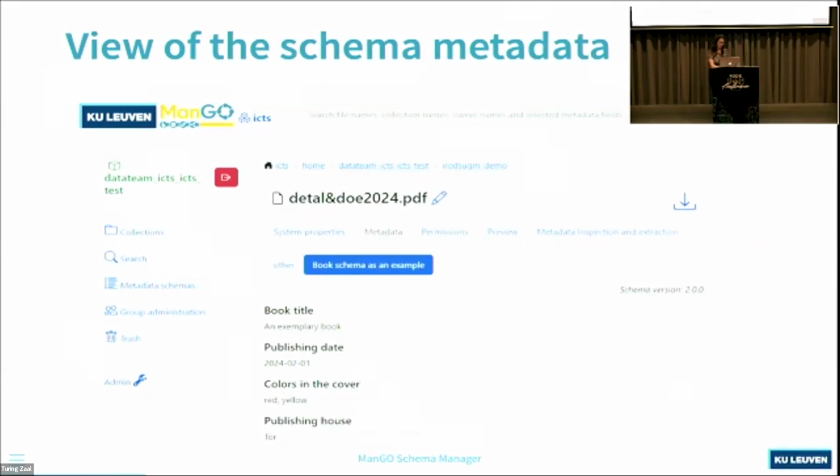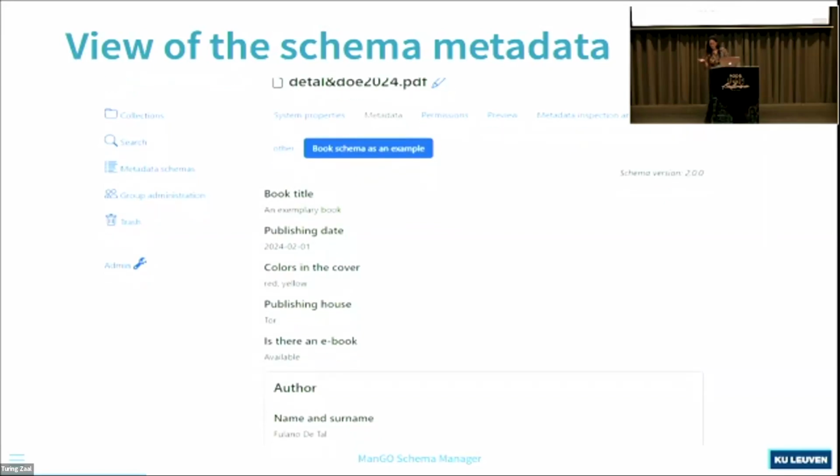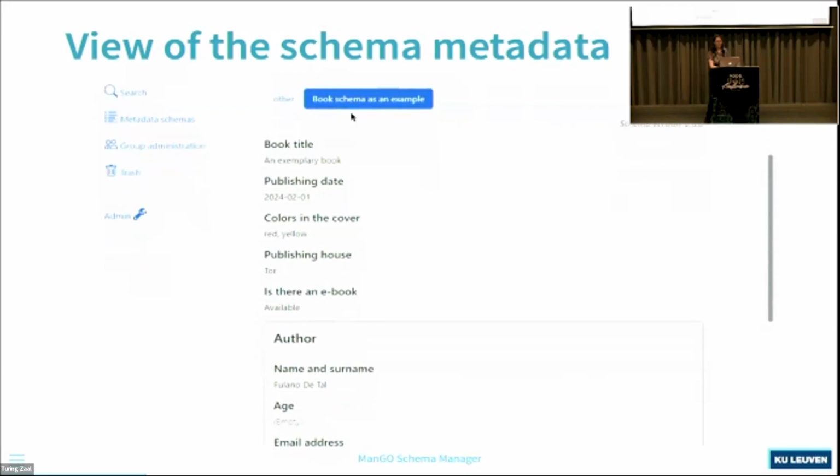And then in the Mango portal, in the web interface, you can see the metadata that you have annotated in a rather nice way that is not just a table, but you can see the names and the values. You can see when things have multiple values for the same name.